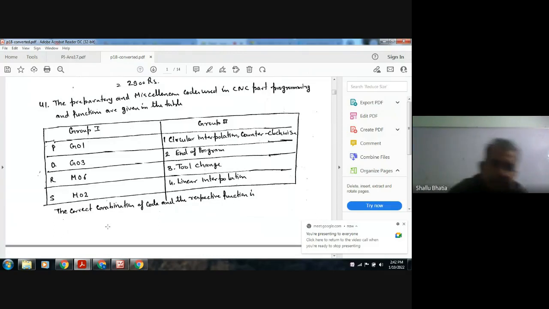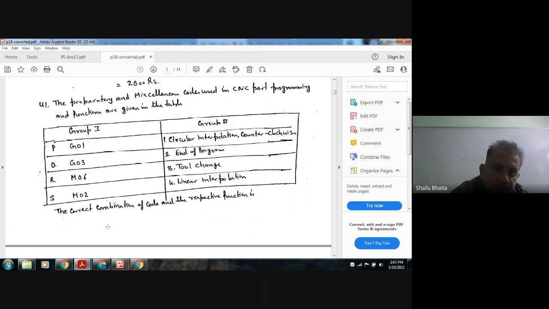Hello, welcome again. In this session, we'll solve the remaining questions of GATE 2018 Production and Industrial. Starting with question number 41: the preparatory and miscellaneous codes used in CNC part programming and functions are given in the table.